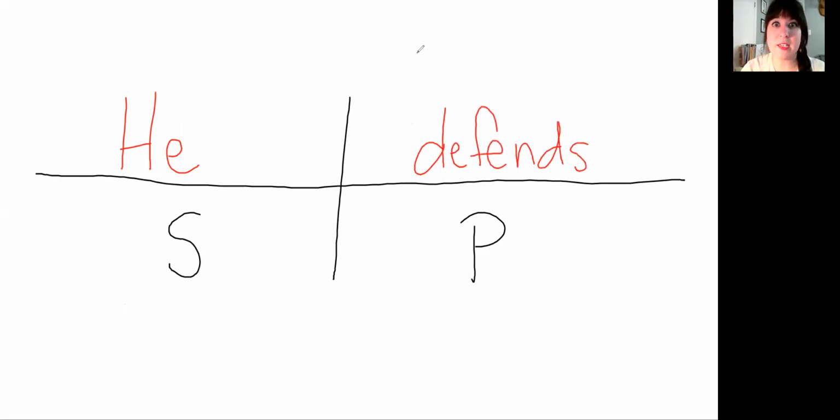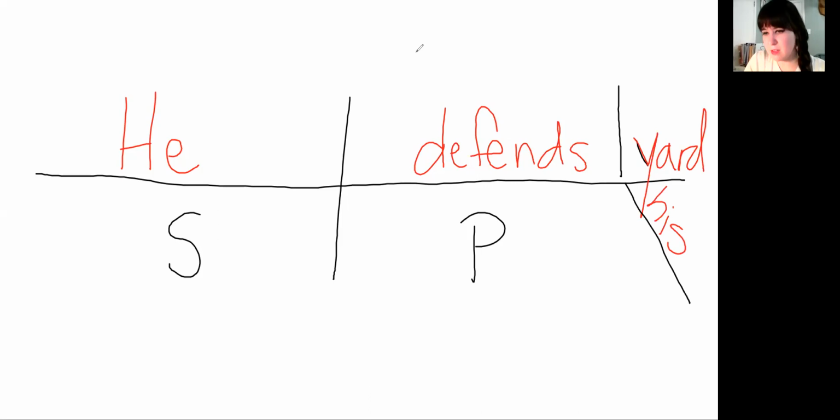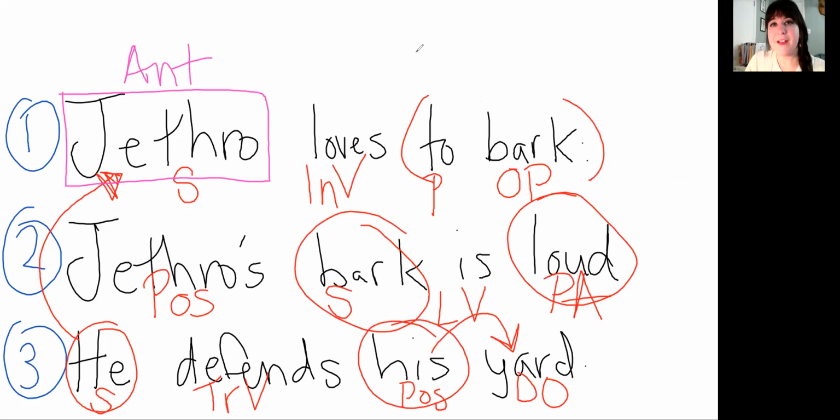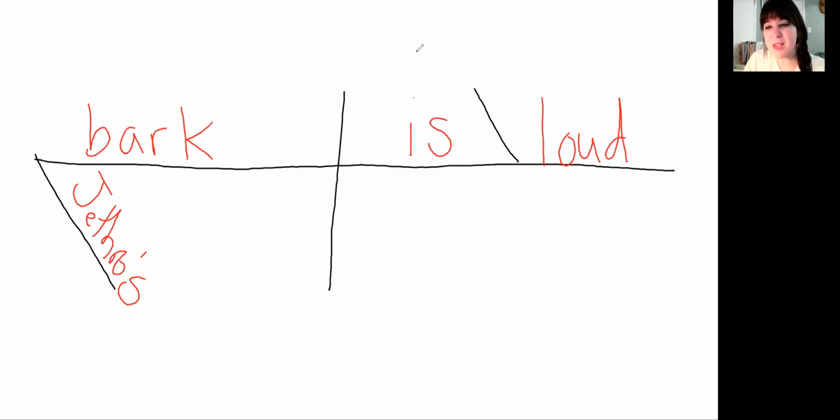Okay, what is he defending? He's defending the yard. Oop, that shouldn't have been in black, it's in red. Okay, he defends what? He defends yard. Okay, whose yard is it? It's his yard. He defends his yard. And I think that was the complete sentence. Am I right? Did I remember it correctly? He defends his yard.